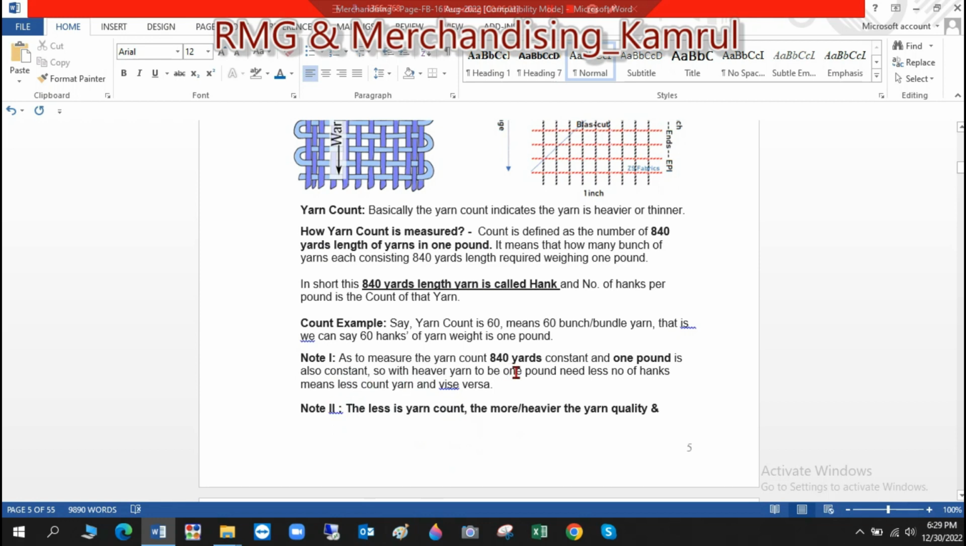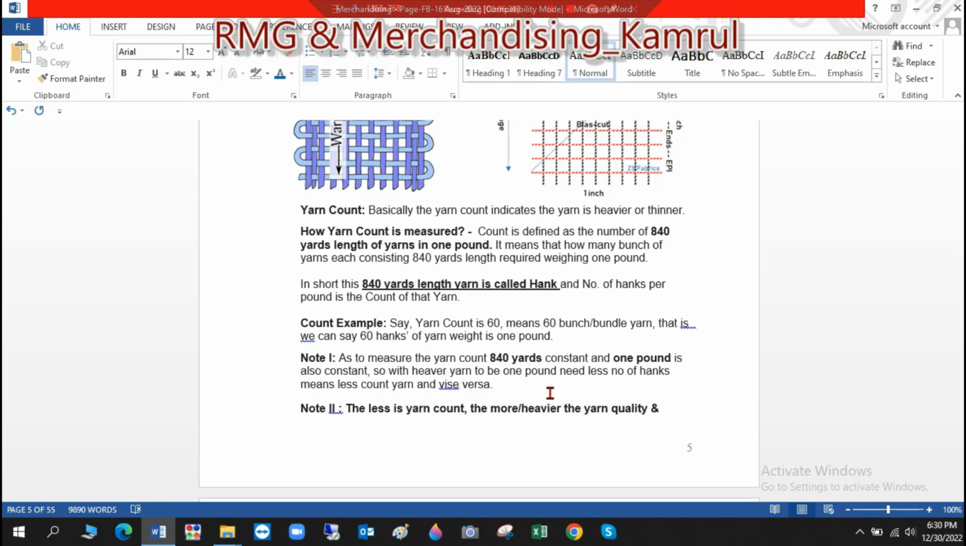To measure this yarn count, 840 yards is fixed, I mean constant. In the same way the weight of 1 pound is also constant. It means if we use heavier or thicker yarn, then within fewer bunches, fewer bundles, or you can say fewer hanks, we can get the pound easily. If we use heavier yarn to make 1 pound, it needs a smaller number of hanks. It means the count would be less. So have you got my point? Again I am saying, if the yarn is heavier, as the weight is fixed, a smaller number of bunches would be required.